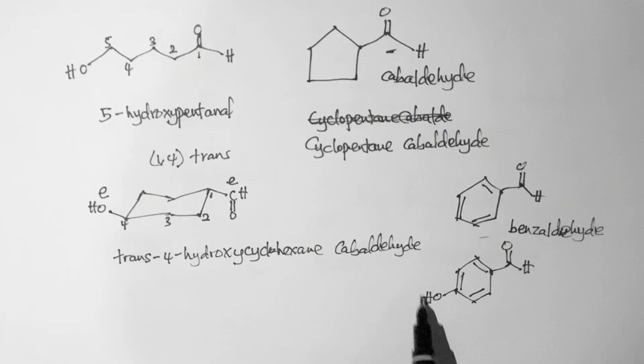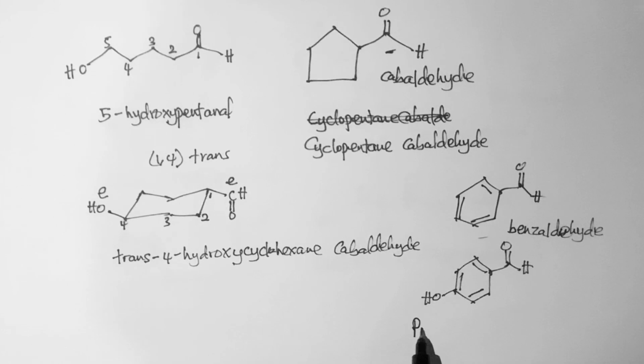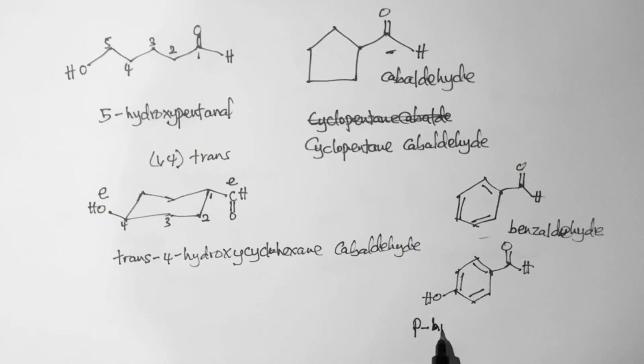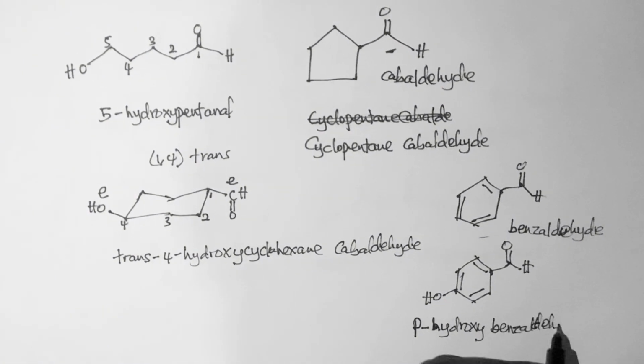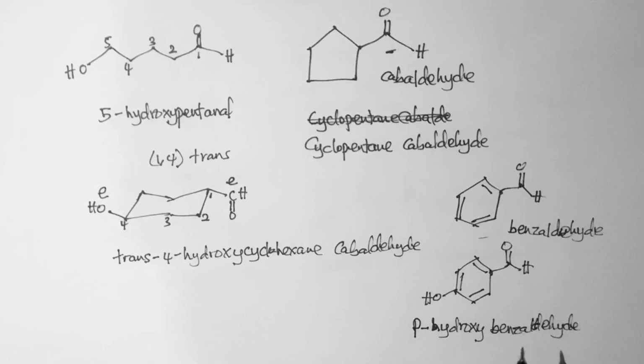But this is in the para position. This actually is an aromatic compound. Later on, we will talk about the aromatic compounds. So this is on the para position. So p-hydroxybenzaldehyde. So let me rewrite the name well. So this is p-hydroxy benzaldehyde.